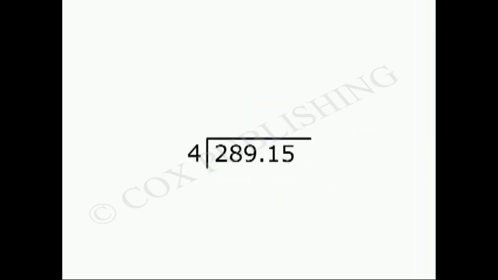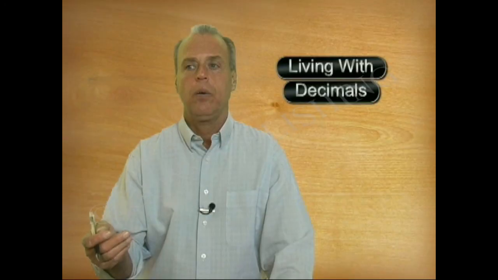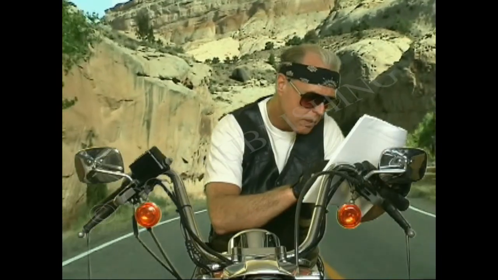This division won't go evenly after 2 places, so we have to carry it out 3 places in order to round it off to 2 places, since this is money, which always has 2 place values. Our answer is $72.29. What exactly does this number mean?